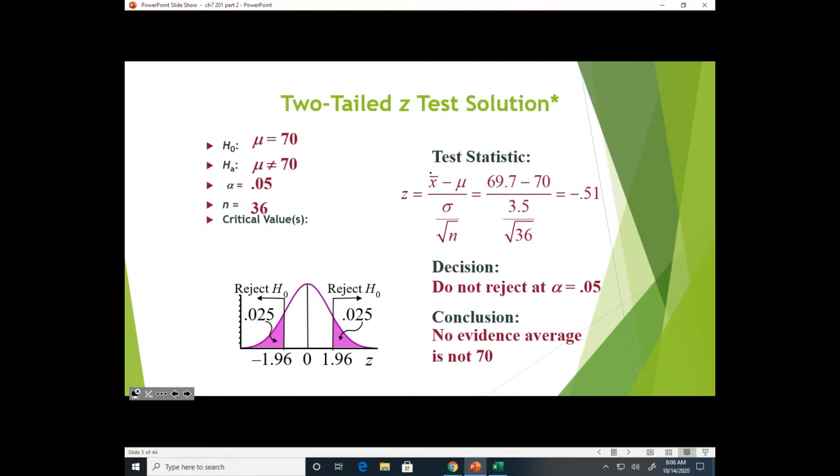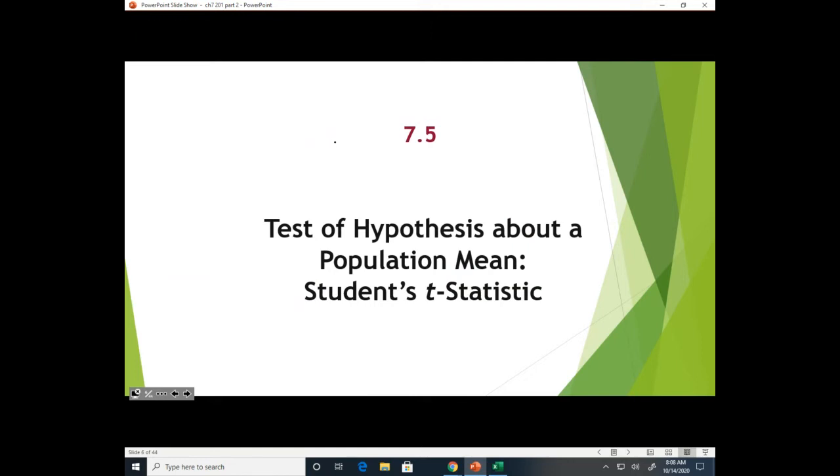So to calculate the test statistic, we did this in Excel: x bar minus mu divided by the standard deviation divided by the square root of the sample size. So we got 0.51. That does not exceed 1.96. So there is no evidence that the average is not 70. So we failed to reject the null hypothesis. Okay, so that's basically just a review of what we did on Monday, but a different way of doing it, just the formula instead of using the data analysis tab. Okay, so continue on.